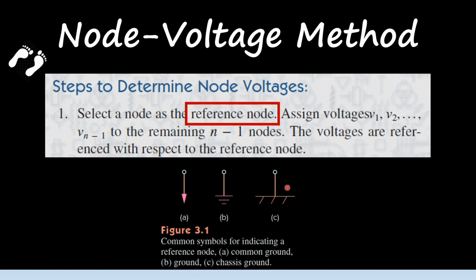There are different symbols to represent the ground. In our examples, we're going to use this symbol. Every time that you see this symbol connected to a node, you already know that that's your reference node. After that, you assign voltages V1, V2, up to Vn minus 1 to the remaining nodes.